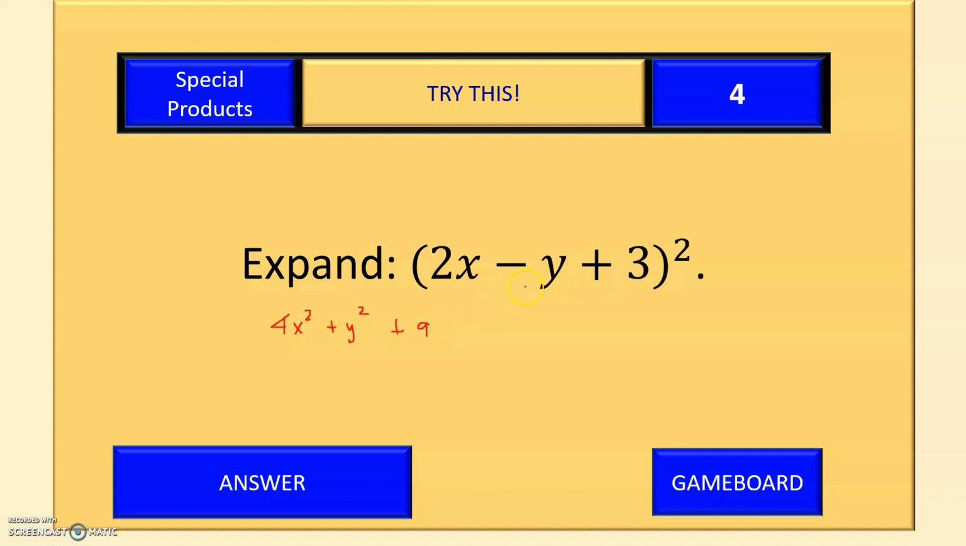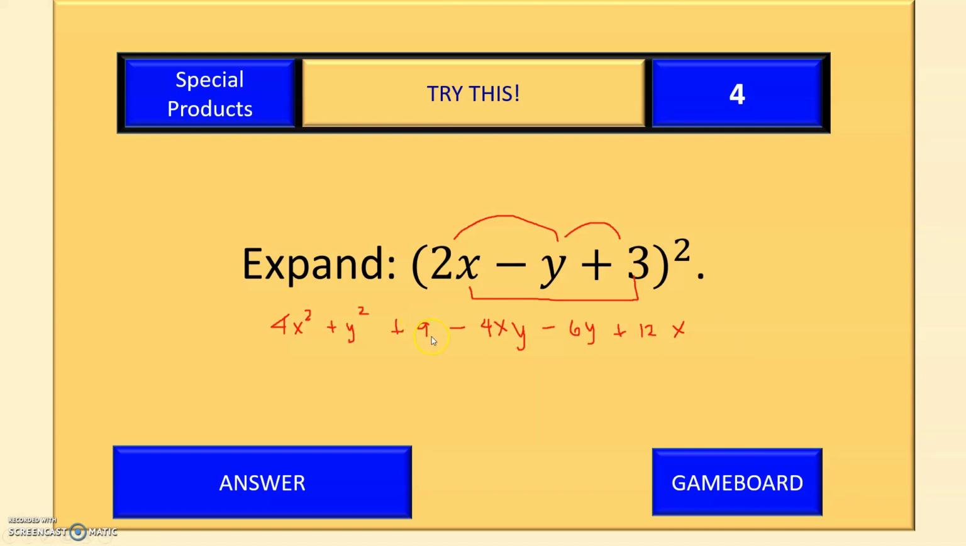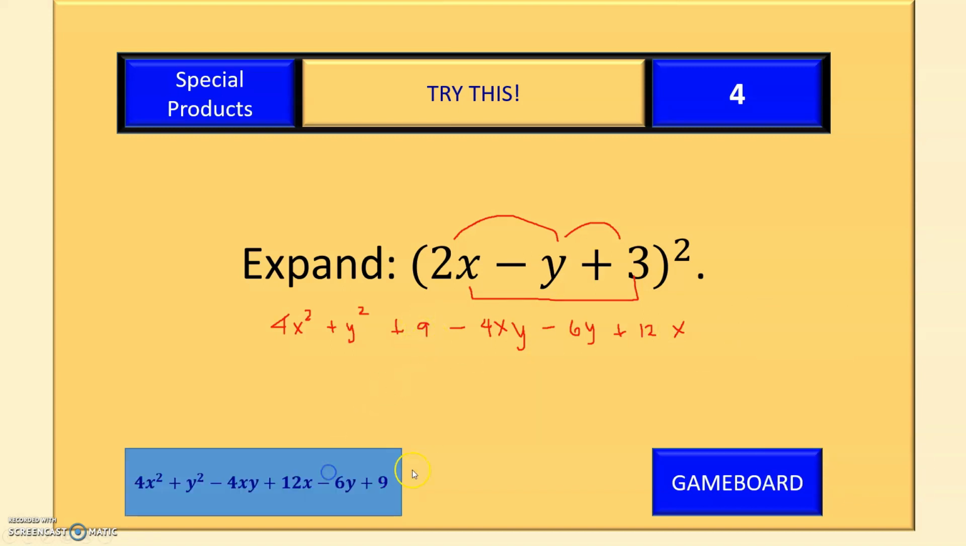Okay, then there will be 3 more terms. So to do that, multiply these, pair them, then times 2. That will be negative 4xy. Multiply these, times 2. That will be negative 6y. And lastly, multiply these, times 2, plus 12x. Then arrange them so that the constant is at the end. Okay, that's it. 4x squared plus y squared minus 4xy plus 12x minus 6y, and then the 9 is at the end.